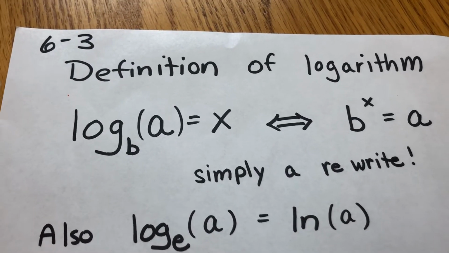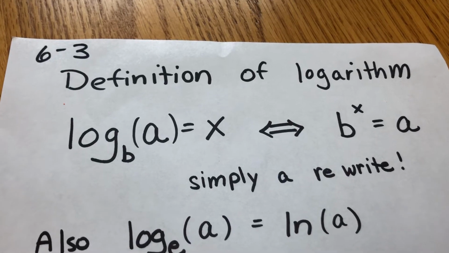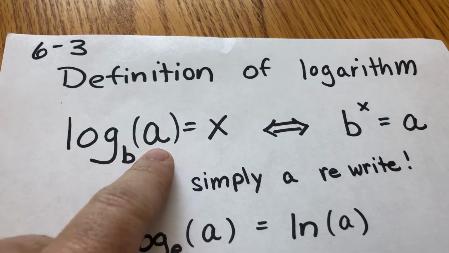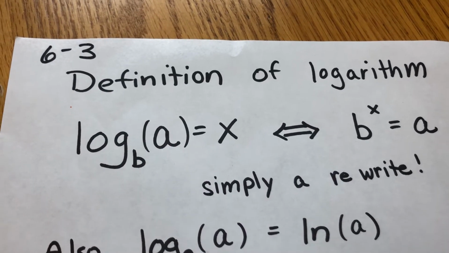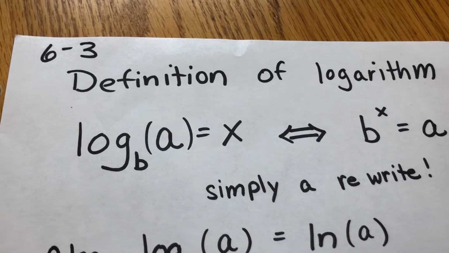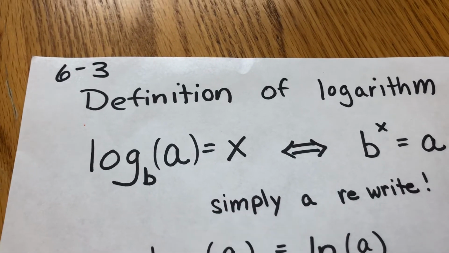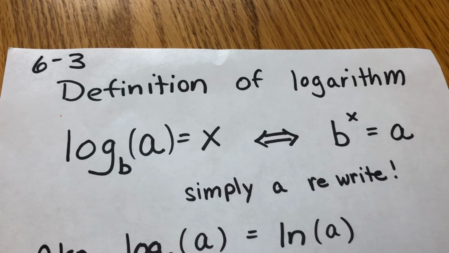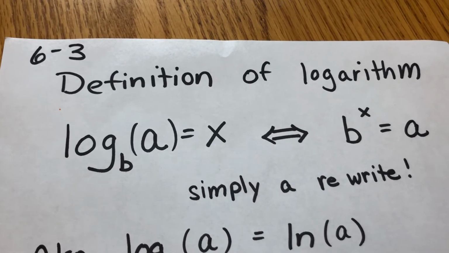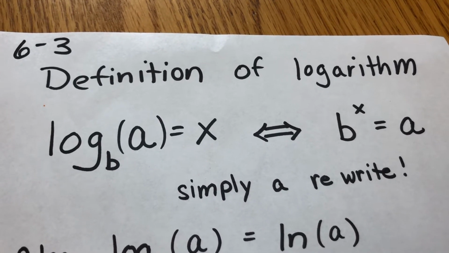Basically, I like to use b for base, and then a is the argument, we say. That's what you're taking the logarithm of. And then x is your exponent in the original. So a lot of times they'll say things like, what is a logarithm? Well, it's just a different way to write an exponent.